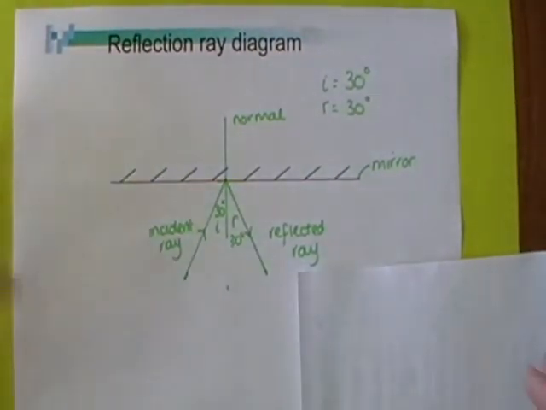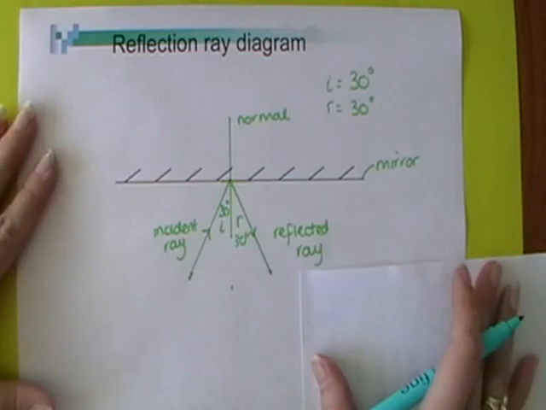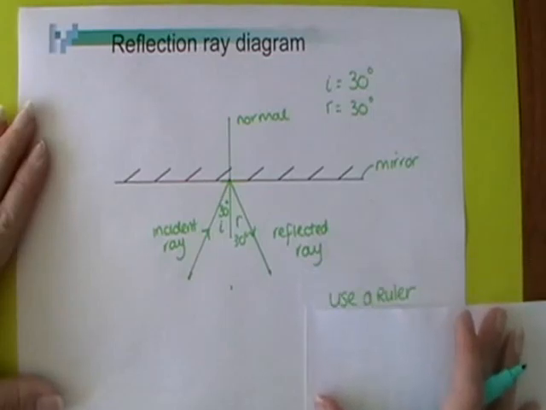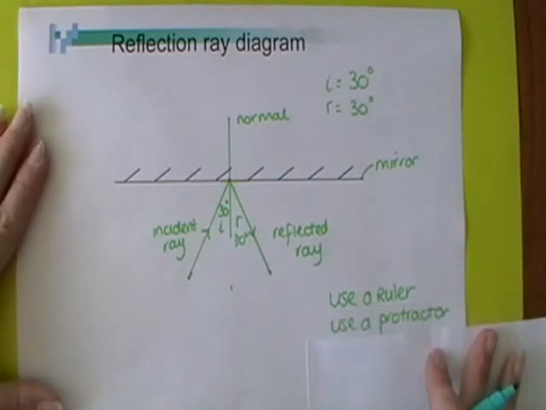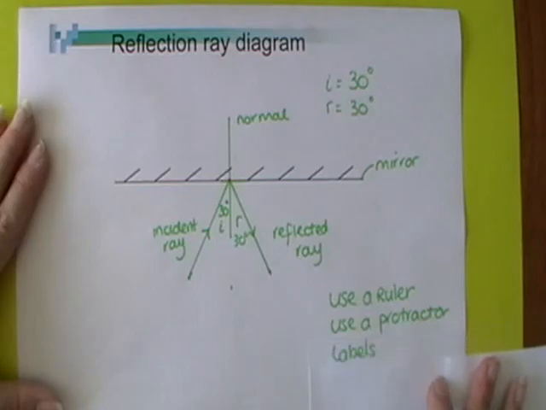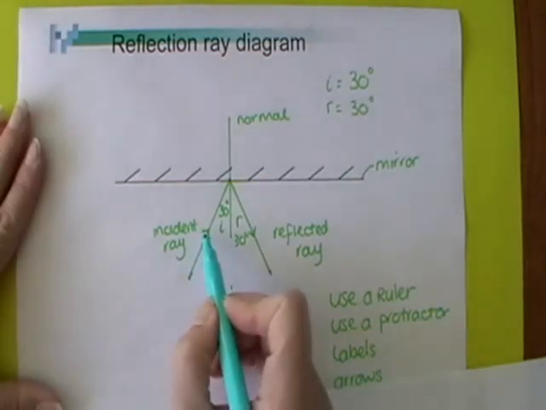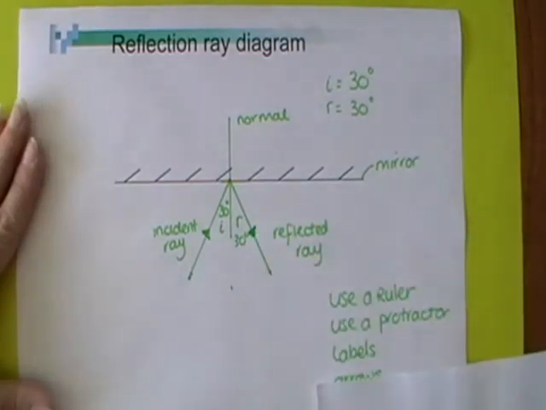Now, having drawn the reflected ray and marked the angle of reflection, there are several points that you need to take note of when you're drawing ray diagrams. First of all, we always use a pencil in case we make a mistake. Secondly, you must use a ruler. Light travels in straight lines, and you must show that clearly. You must use a protractor to ensure that the angles of incidence and reflection are measured accurately and marked accurately and are equal. You must label each ray and angle, and you must put arrows on the rays to show the direction that the light is travelling. So the incident ray travels into the mirror and the reflected ray travels away from the mirror.